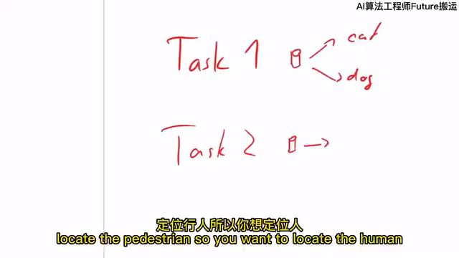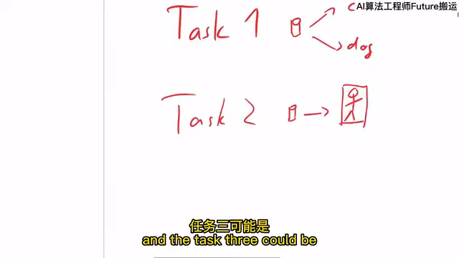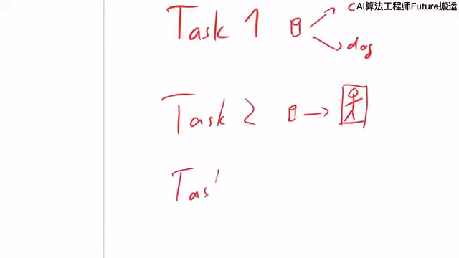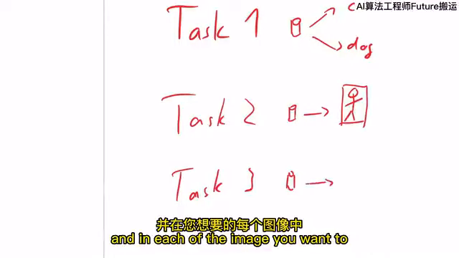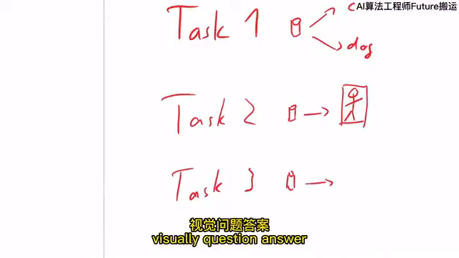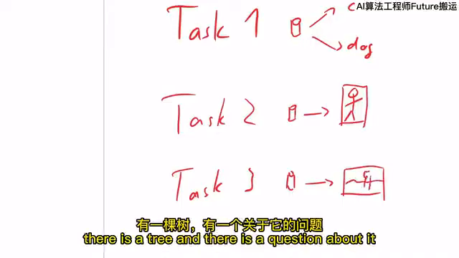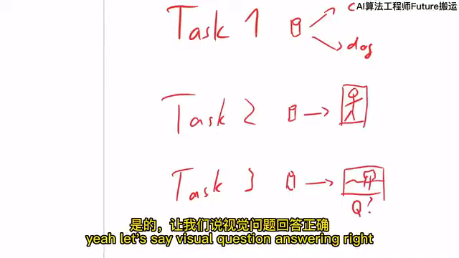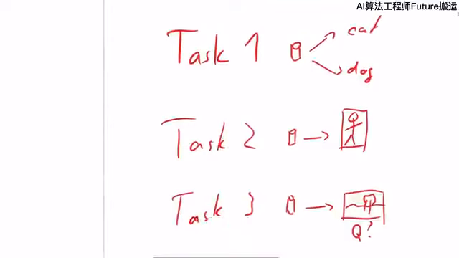But you want to locate the pedestrian. So you want to locate the human in the image. So where is the human? Right. And task 3 could be, again, a small data set of images. And in each of the images, you want to do visual question answering. Let's say you want to point out, all right, there is a ground, there is a tree, and there is a question about it. Yeah, let's say visual question answering, right? Which gives you yes or no questions, something like this.